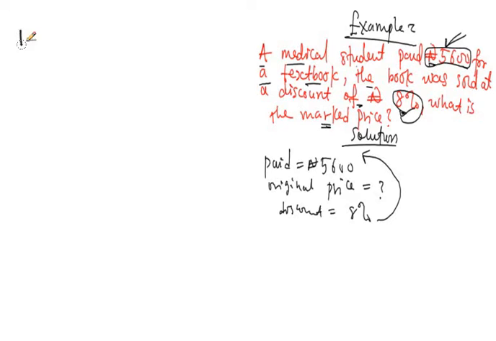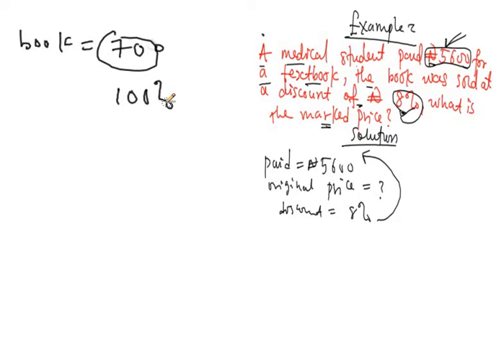if I buy a book, not this one, let me use another book, for example, 100 naira, right? Okay, let me use another number. If I buy a book for 700 naira, this 700 naira is 100%, so I paid 100% for the book, isn't it? But if you check from this our question, they removed 8%.